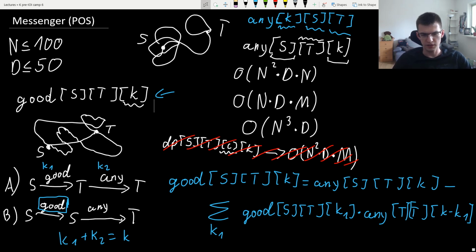Let's think about it. And if yes, then we will have a full solution, because the number of states of good is O of n squared times d, and for each of them we iterate over k1, which is up to d. So this will be a complexity of n squared times d squared. And now what remains is case B.